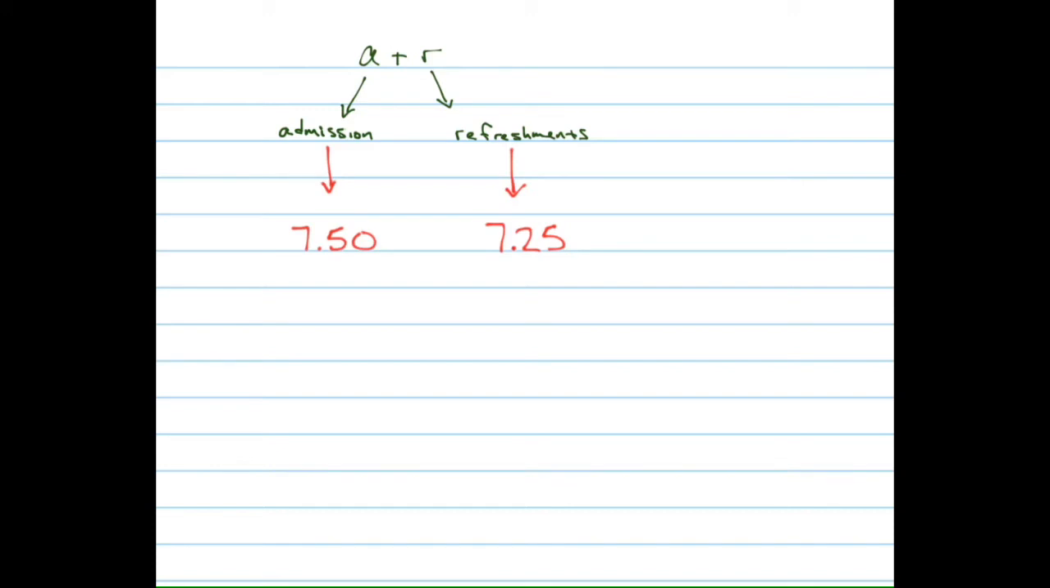You guys are brutal. So we need to take what A is, which is $7.50, and what R is, which is $7.25, and do what they told us to do. A plus R. So we're going to add those together.